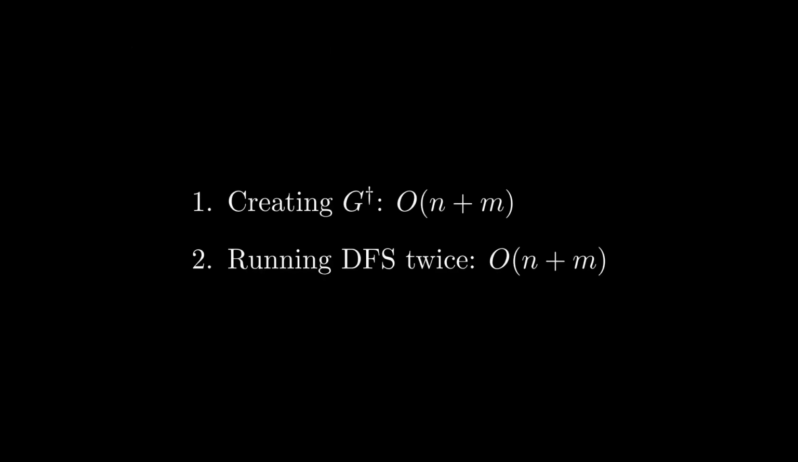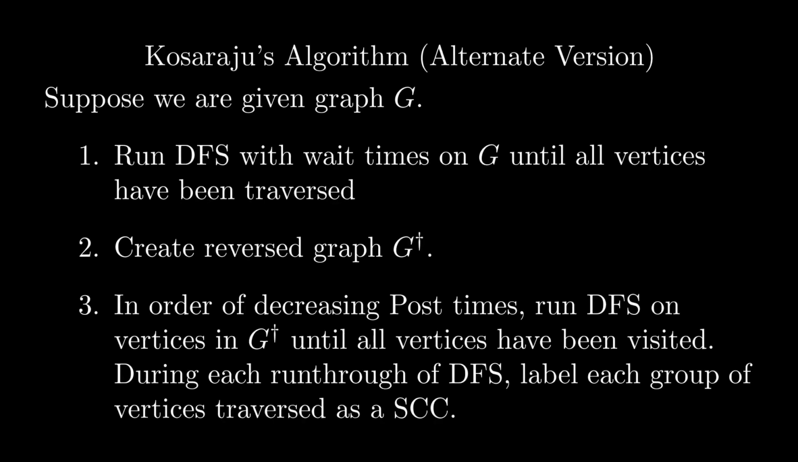Since creating G dagger takes time O of n plus m, and the two DFS run-throughs take O of n plus m for an adjacency list, the overall worst case runtime is O of n plus m. This algorithm is known as Kosaraju's algorithm. Note that you may see this algorithm be phrased in alternative fashion, with DFS being run on the original graph G to compute visit times, and the second DFS being run on the reversed graph G dagger. But regardless of which formulation you prefer, they accomplish the same thing.